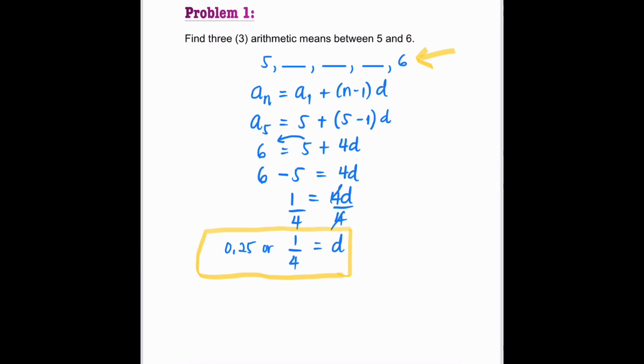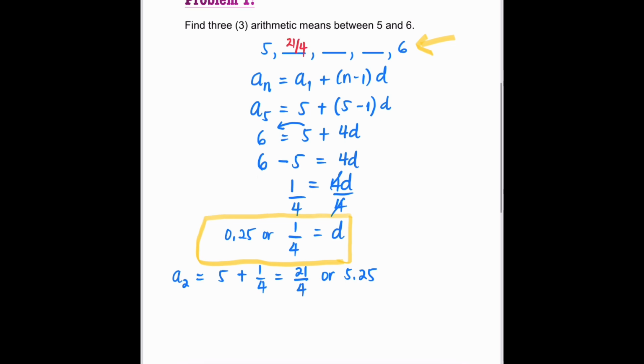To find the second term, we'll have a sub 2. So we take the first term, 5, plus 1 over 4. Then we'll have 4 times 5 is 20, plus 1 is 21. And then we copy the denominator 4. So that means the second term is 21 over 4. Or if you want it in decimal, that will be 5.25.